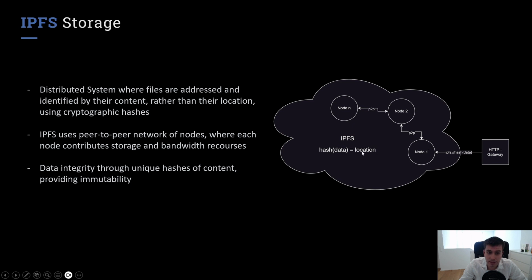And when the data is changed a little bit, the hash gets completely different. So let's say you have an image and node 2 changed just one pixel of this image. The hash of the data of this new image will be another location. So that means it will not be the same file anymore. And with this hash of data, we can ensure the integrity of the data and that it's immutable. So when we upload it on IPFS, it will always be the same, no matter on which node the data is stored.